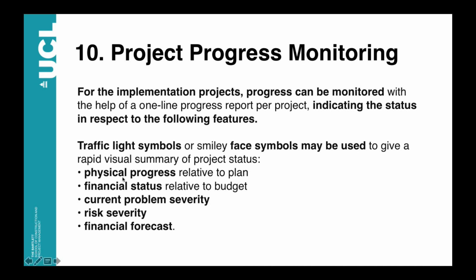Here you can see the main areas in which we usually focus the monitoring of the project progress. Obviously, the physical progress against the project plan, the financial status, obviously connected with the approved budget, the current problem severity, the risk severity against our risk management plan, and the financial forecast in order to know if the project is on track in terms of cost and economical issues.